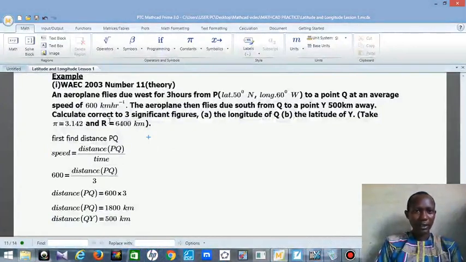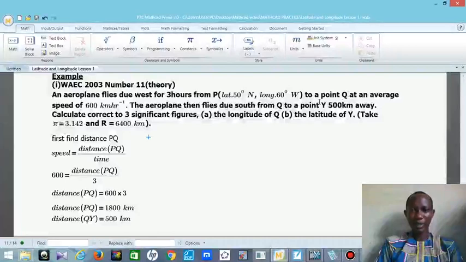It now says calculate, correct to 3 significant figures, the longitude of Q. You know, Q's longitude was not given. The plane just flew from P to Q. No information about Q is given, so we don't even know the particular point. Then we need to calculate it. Then the latitude of Y. So even Y is not given. From Q, it then flew to point Y. We don't know the latitude. So for these two questions, we need to get the longitude of Q and the latitude of Y.